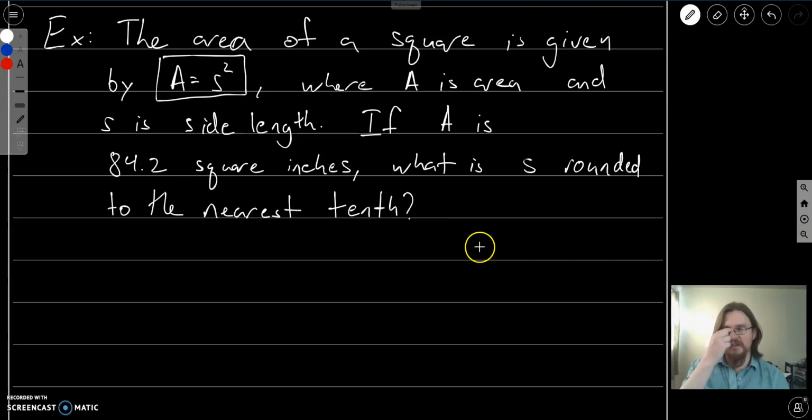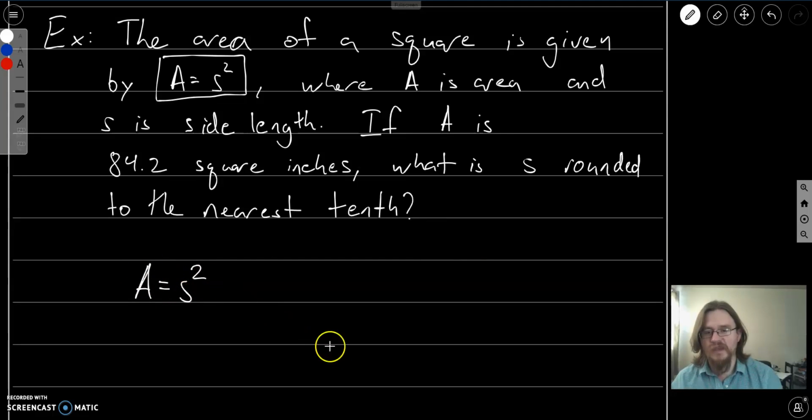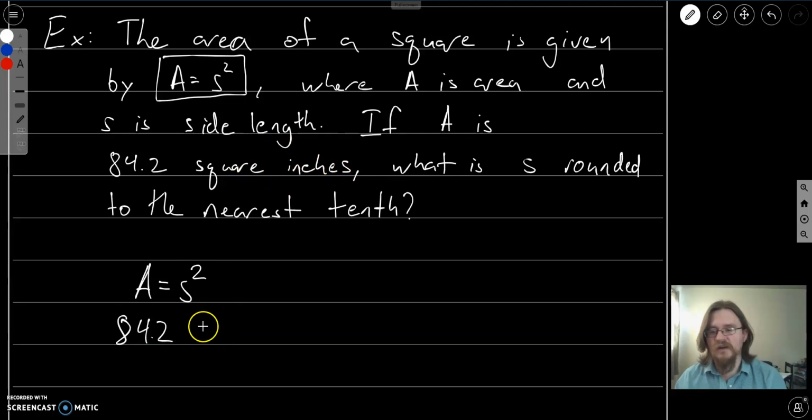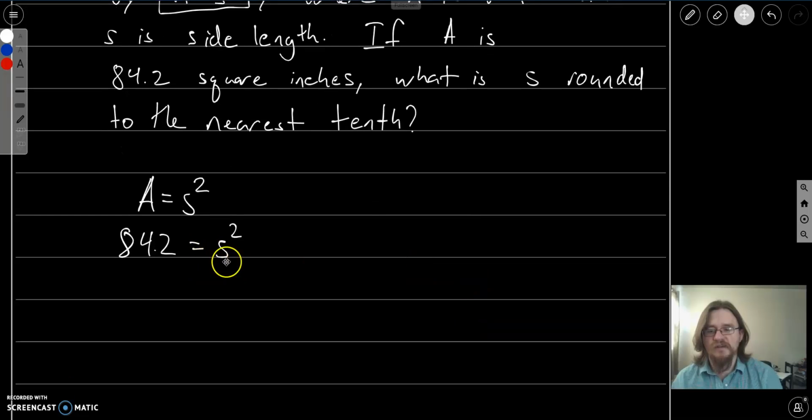Okay, so first things first, here's our formula. A is equal to s squared. And we are told that A is 84.2 square inches. I'm not going to worry about the units for now, but this is 84.2, and that's equal to s squared. So I want to solve this for s. I want s by itself. I don't want s squared.